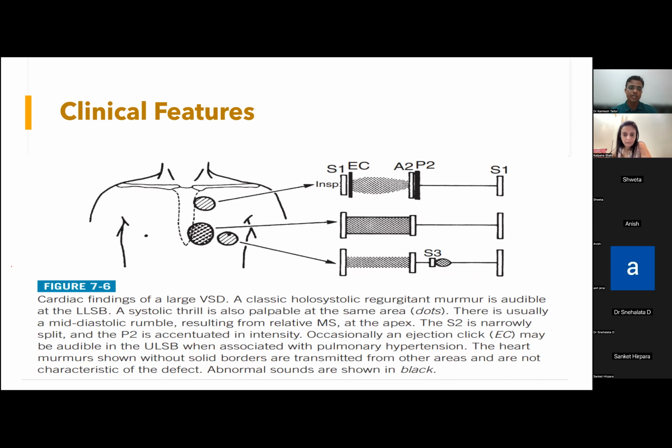But if it is a large VSD, there will be a pansystolic murmur present, or sometimes it is not, because a large VSD will not give much murmur, but there will be a murmur related to the high pulmonary blood flow. There will be a loud P2, and A2 P2 split will be present. And because of that there will be relative mitral stenosis, because a lot of blood goes from the LA to the LV, which is received from the RV. Relative mitral stenosis will give rise to a mid-diastolic rumble in the presence of a large VSD.